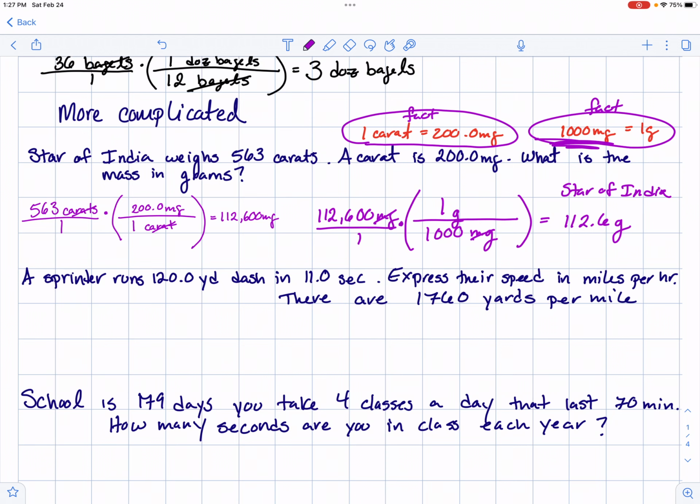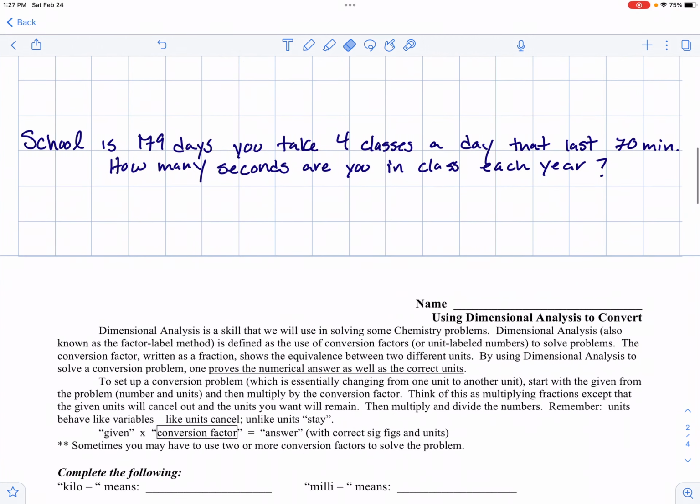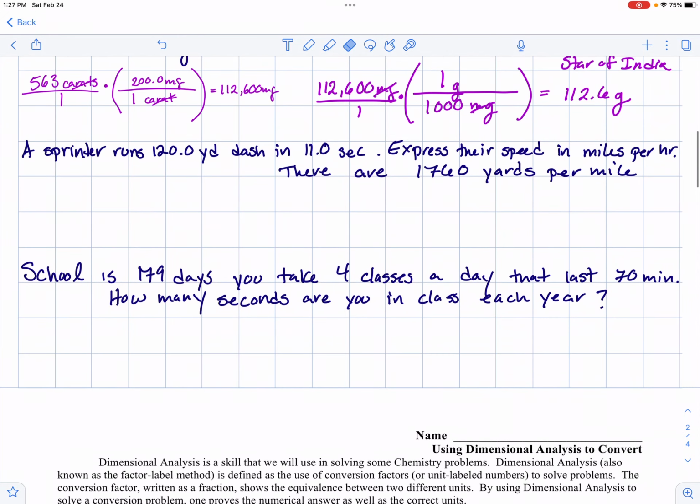Okay, so technically you don't need to stop in the middle here. You can just sort of continue doing your conversion factors until you get to the unit that you're trying to be in. So that's sort of what I'll show you next. So I'm going to go down here and skip to this school day 1.